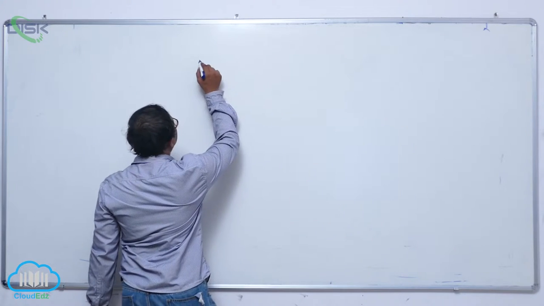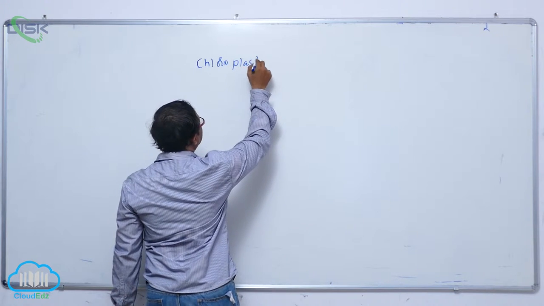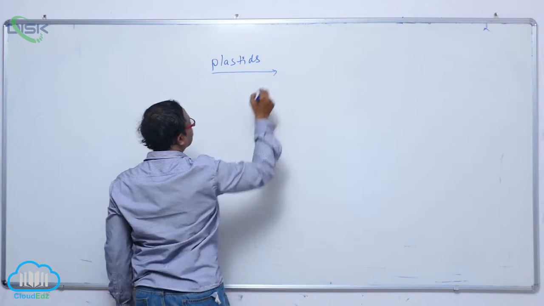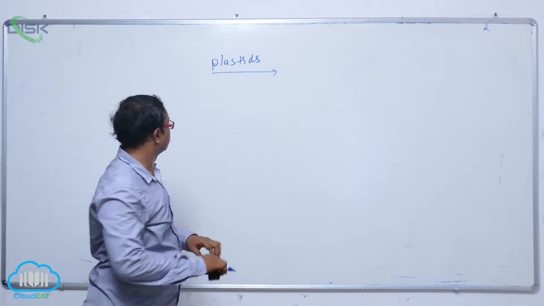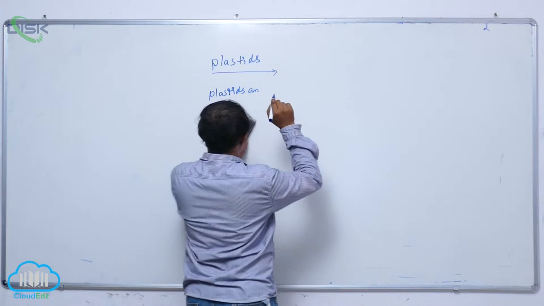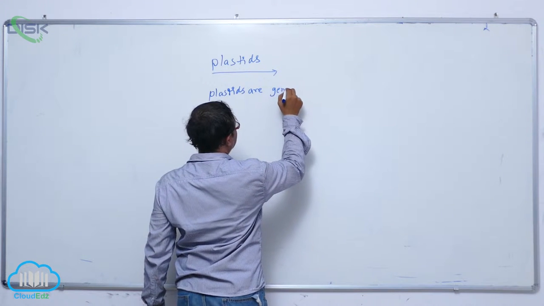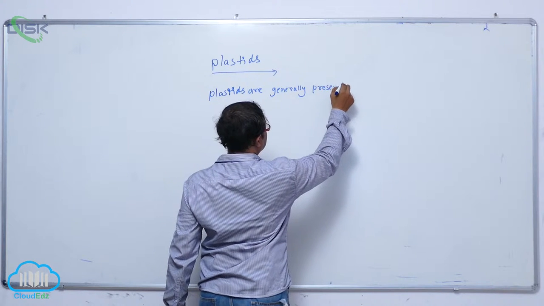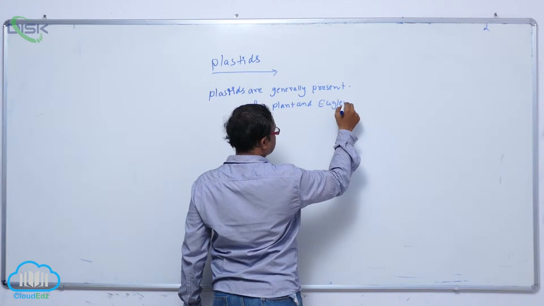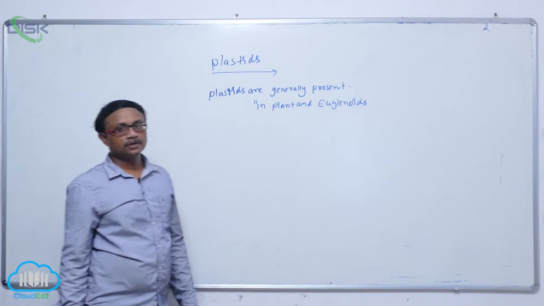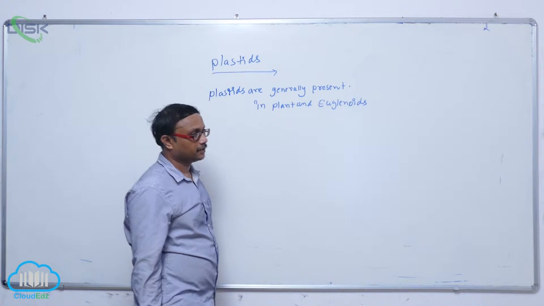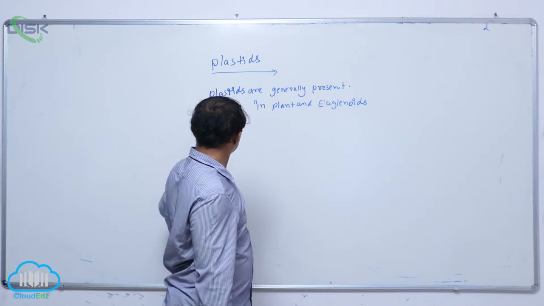After that, mitochondria, chloroplast. Plastids, before that, plastids. Plastids are generally present in plants and euglenoids. So these plastids are performing different processes. Generally, the plant depends upon the location.